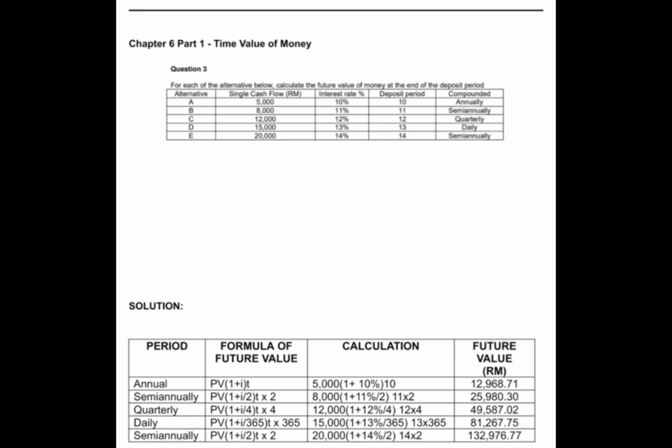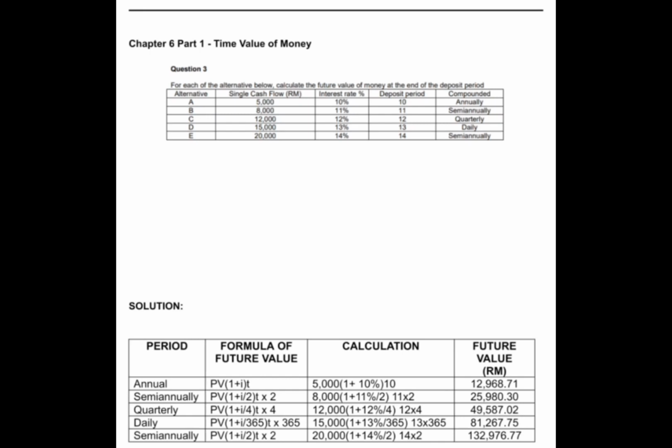For annual period, the formula of future value is PV in bracket 1 plus interest, power of period in a year. So the calculation will be 5,000 times 1 plus 10% power of 10. Hence, the total for future value is 12,968 and 71 cents.